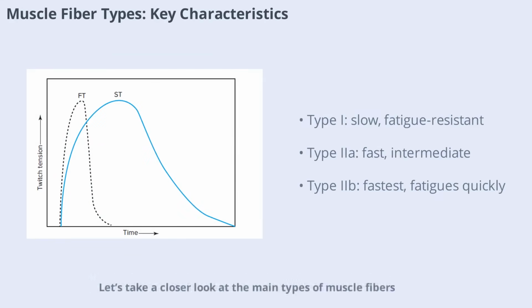Let's take a closer look at the main types of muscle fibers. Type I slow-twitch, Type IIa fast-twitch oxidative, and Type IIx fast-twitch glycolytic. Type I fibers contract slowly, resist fatigue, and have a small diameter with high mitochondrial content.